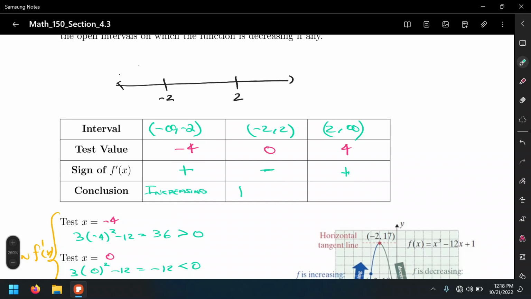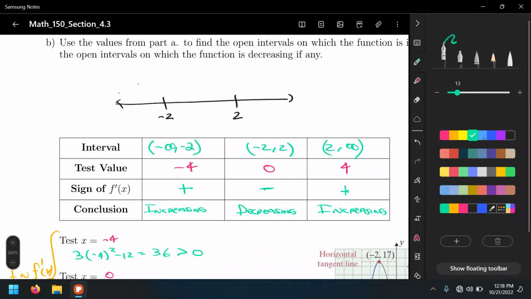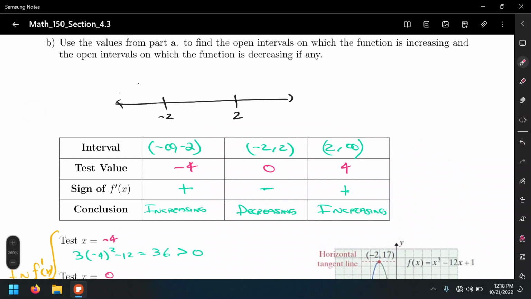If negative, it's decreasing. If positive again, it's increasing. So what are we going to have? Let's go back to our number line. The first interval, increasing, means we're going to have this shape. We're going to go up the hill. The second interval, which happens to be decreasing, goes down the hill. And the third interval, which is increasing, goes up the hill again.